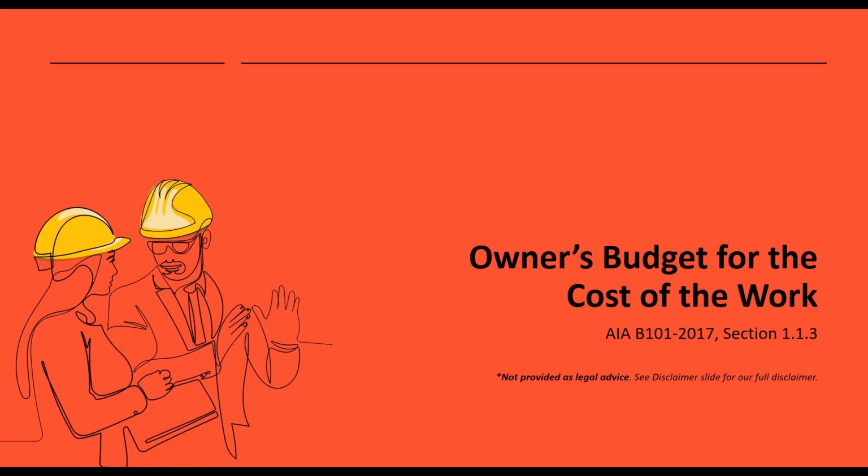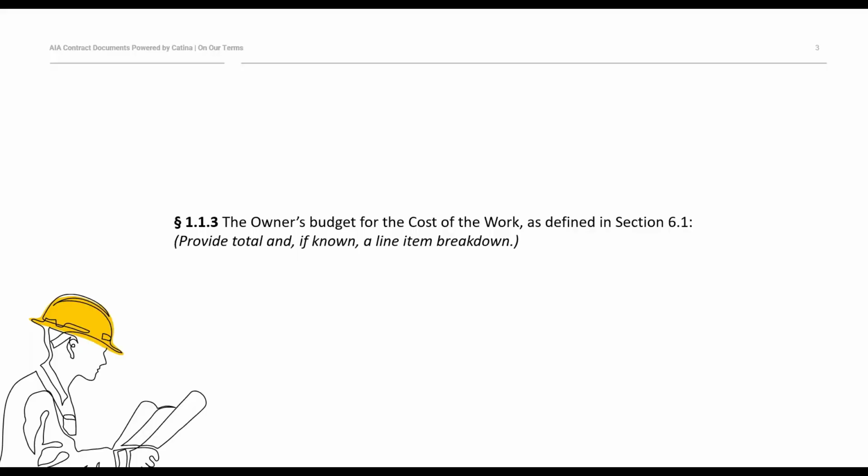Today, we will continue walking through the AIA B101 by breaking down the owner's budget section found in section 1.1.3. And Mike, if you'll take it away. Thank you, Cody. As Cody mentioned, we're talking about the owner's budget for the cost of the work today. This section is short and sweet.